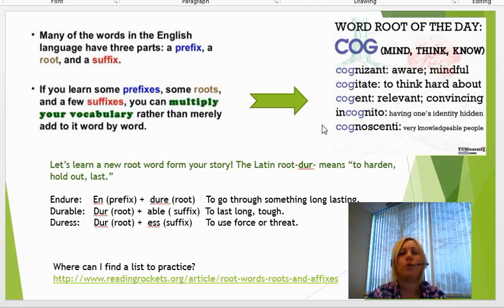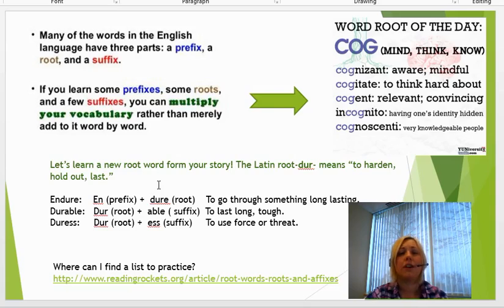Let's learn a new root word from your story. The Latin root dur means to harden, hold out, and last. Here are 3 words. Say these with me. Endure, durable, and duress. For the word endure, you can see that the root word is at the end. The word en is a prefix. If you put the 2 together, you get endure.